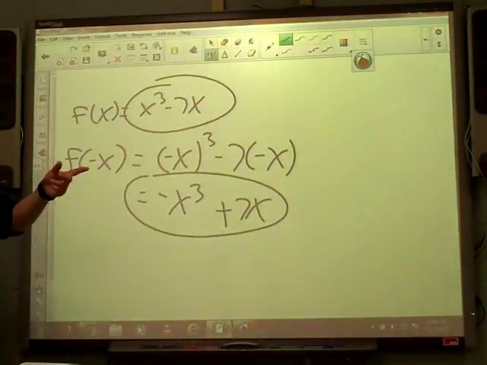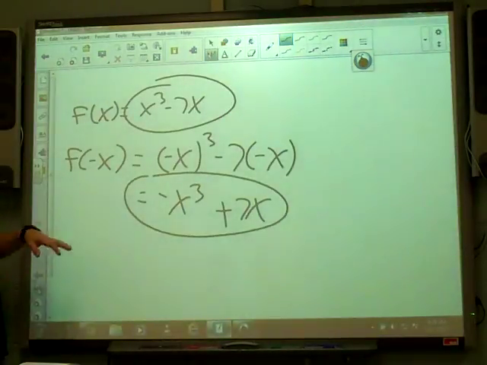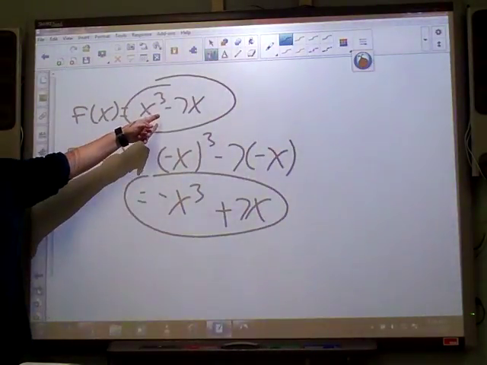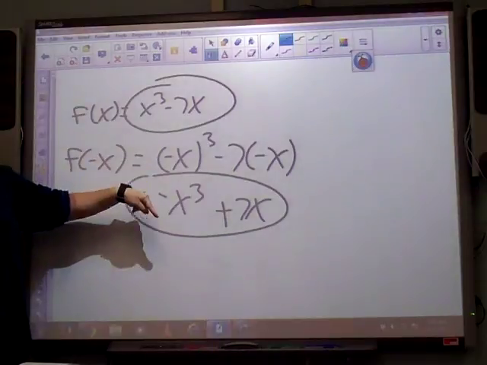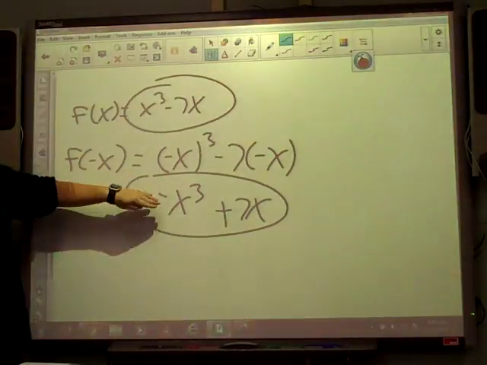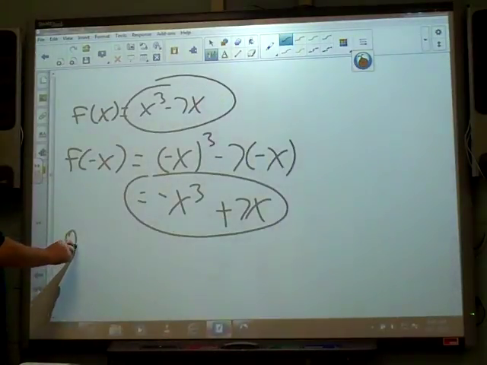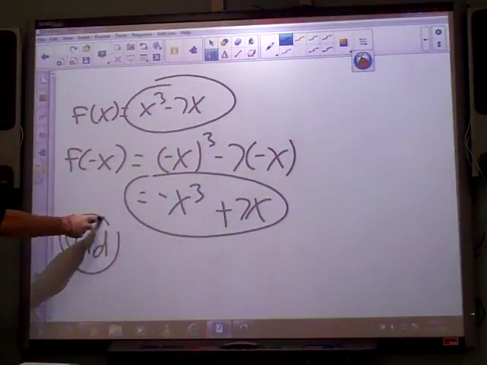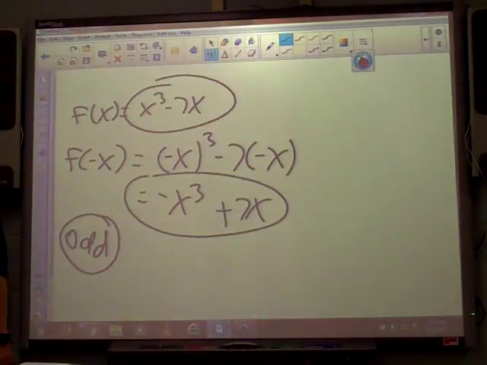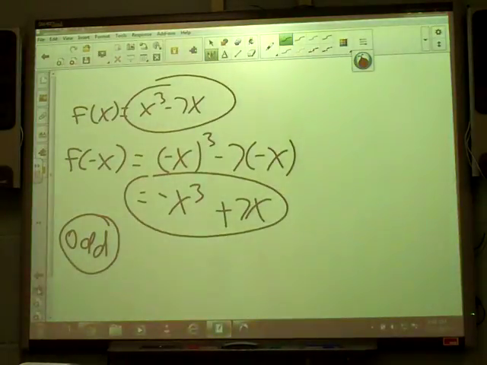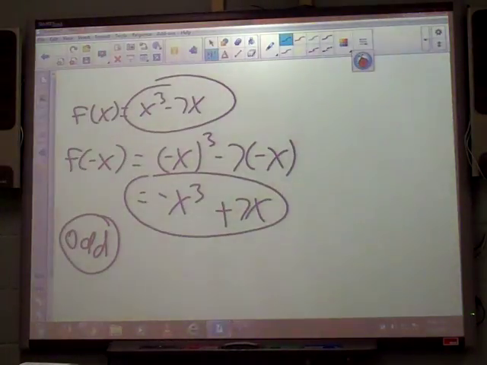Okay? So now I've got to see if it's odd. If it's odd, this is supposed to equal the opposite of that. Are these opposites? Yep. Positive, negative, opposite. Negative, positive, opposite. So this is an odd function. Pretty easy to check on that, but if you've never been told how to, you wouldn't know what to do.